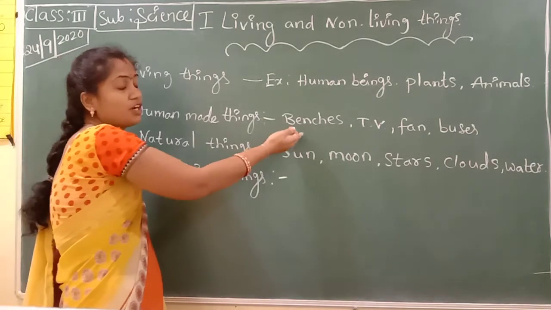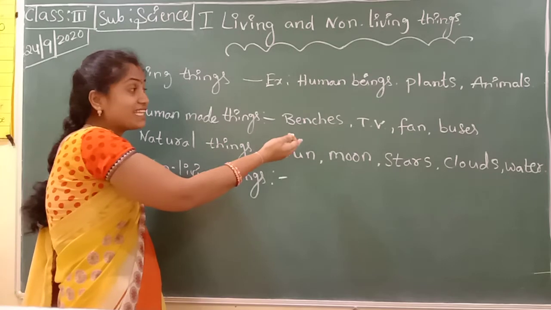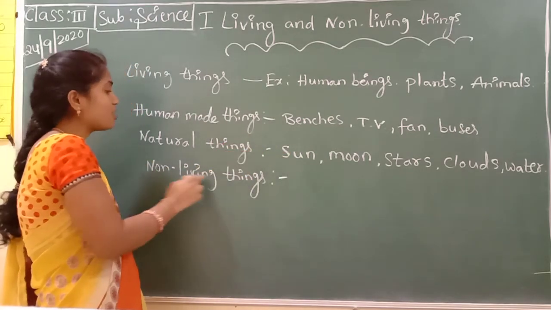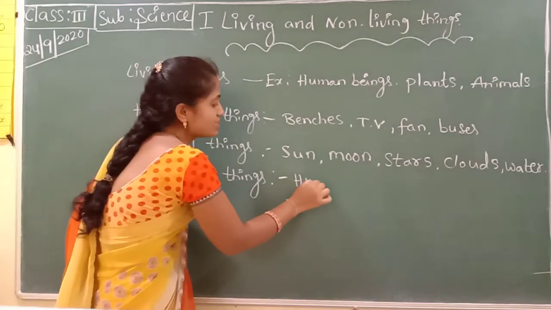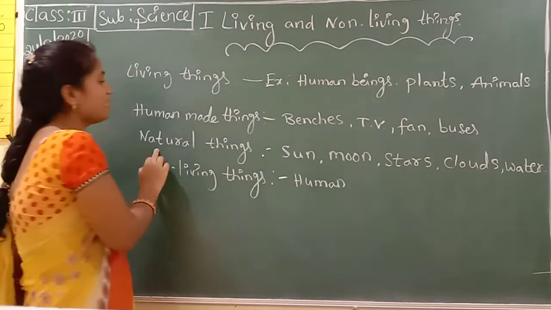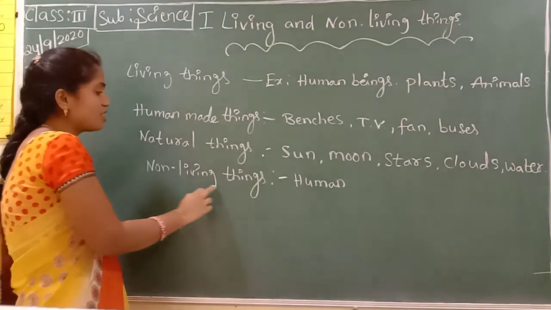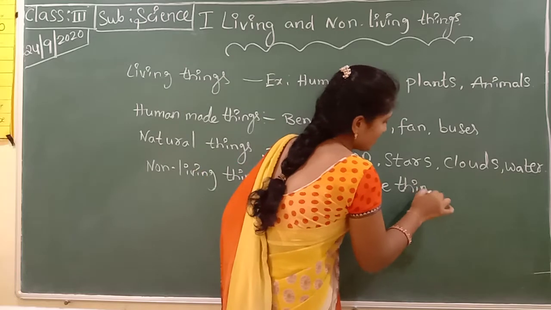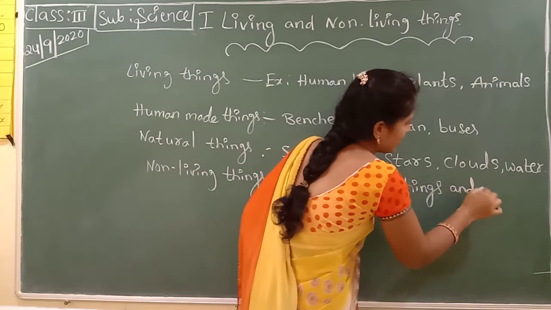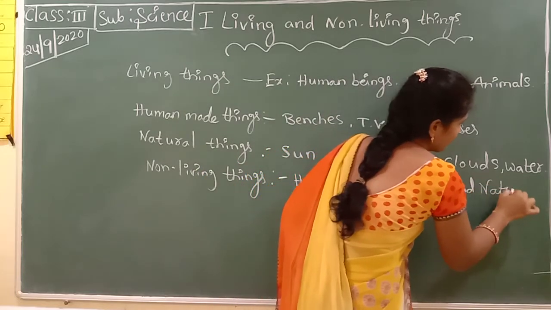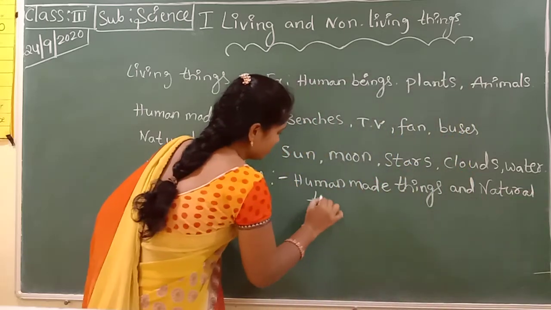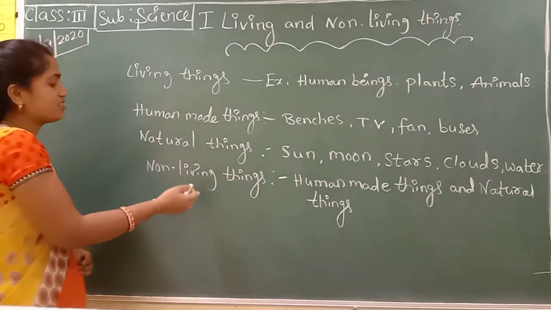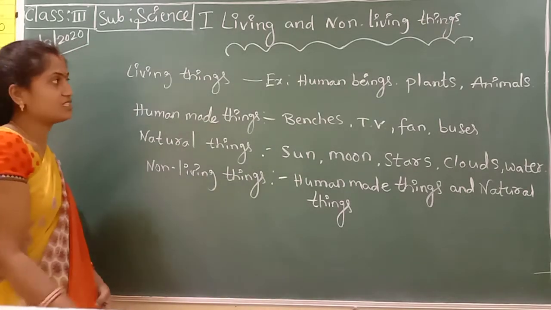Why? Because they don't need food. They do not breathe. They can't reproduce. So these two things are called non-living things: human-made things and natural things. So, human-made things and natural things are called non-living things.